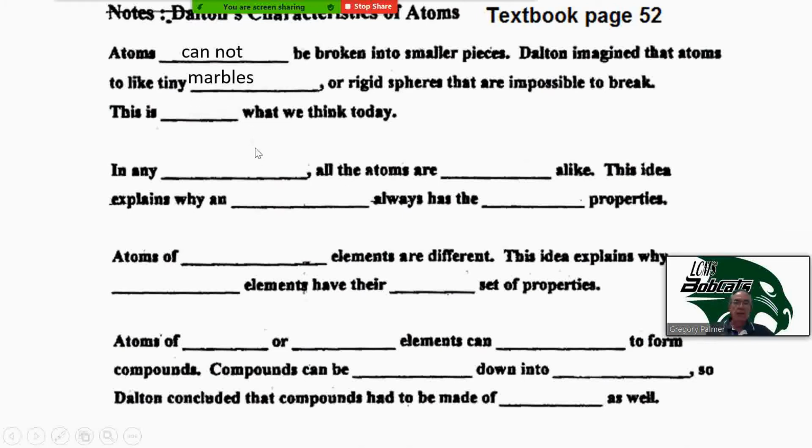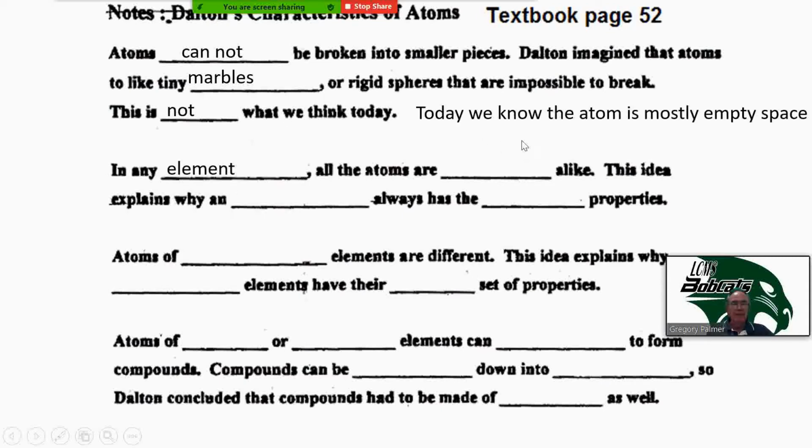Dalton imagined that atoms were like tiny marbles or rigid spheres that were impossible to break. Now, this is not what we think today. And when he went to school, it kind of made sense. You think of something like your desk. It's hard. It's solid. So he imagined gazillions and billions of little tiny marbles packed tightly together that made things up. And then in the air, the little marbles were just sort of floating around farther apart. This is not what we think today.